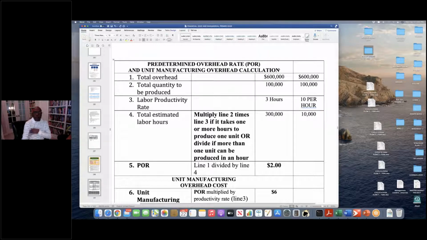So it's very important when you're making the item to know whether it takes 3 hours and you multiply it, or you can make more than one in an hour. Okay. So if it's 10 per hour, 10,000, then what's our POR going to be? It'll be $60 because then it's 600,000 divided by 10,000. That's correct. $60. So instead of being 2, this would be $60.